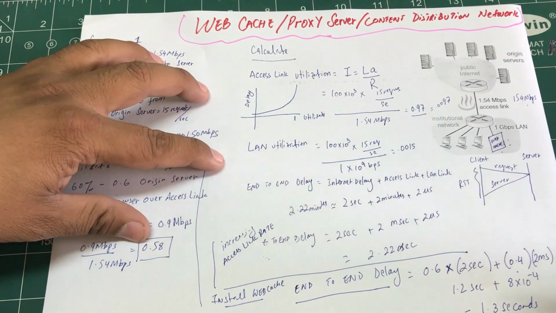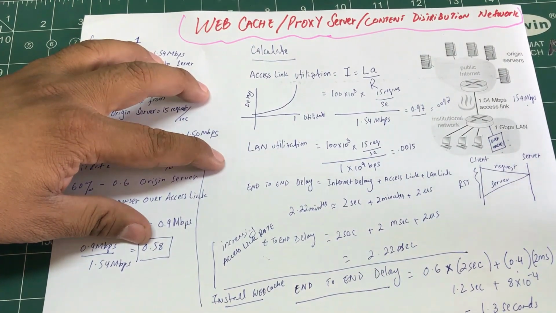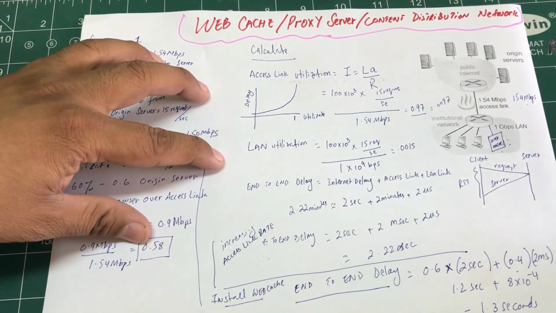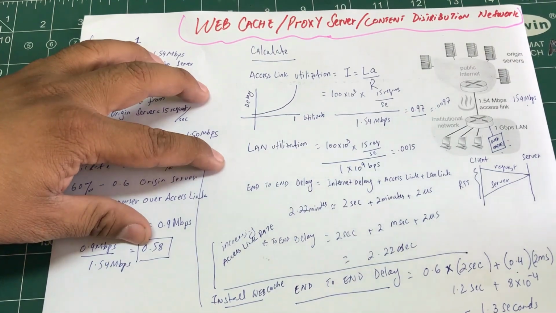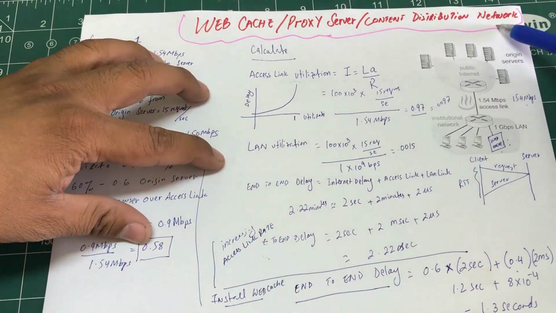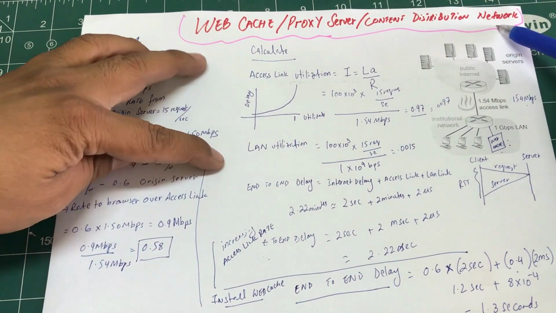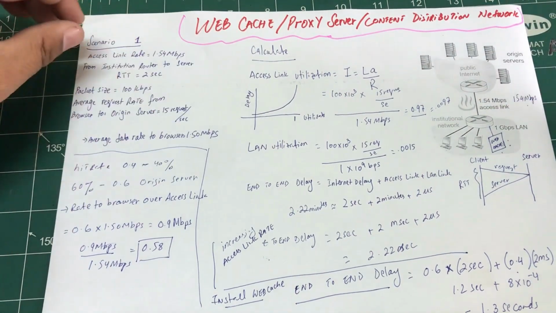That's why YouTube doesn't buffer anymore. If you remember 5, 6, 7, 8 years ago, when you were watching a video, due to your connection speed, your access link, YouTube used to buffer. But nowadays YouTube hardly buffers. The reason is these content distribution networks, which are the same idea as web caches or proxy servers.